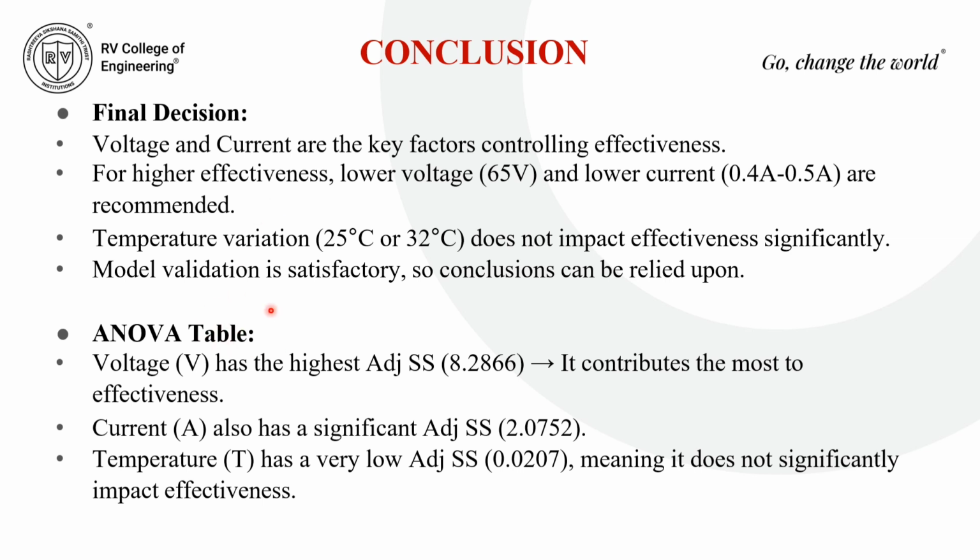From the ANOVA table, we can say the voltage has the highest adjusted sum of squares, that is 8.2866, so it contributes the most to effectiveness. The current also is significant, with an adjusted sum of squares of 2.0752. The temperature has a very low adjusted sum of squares, that is 0.0207, meaning it does not significantly impact the effectiveness.